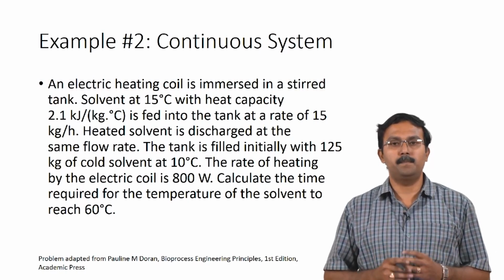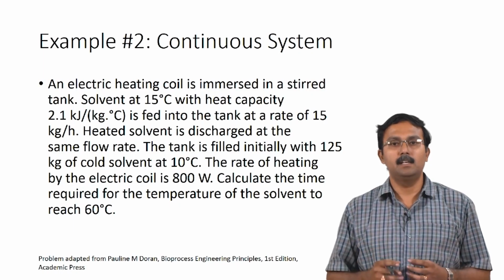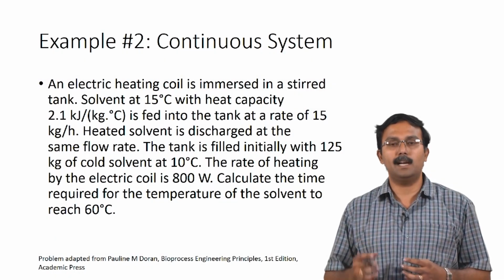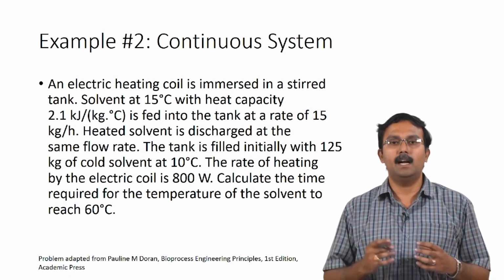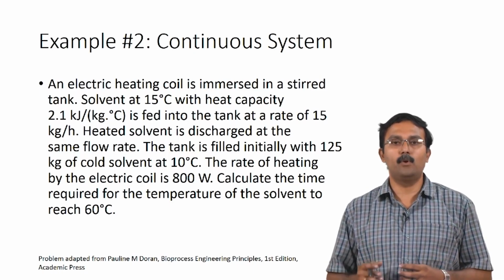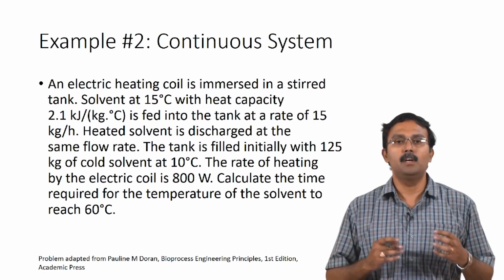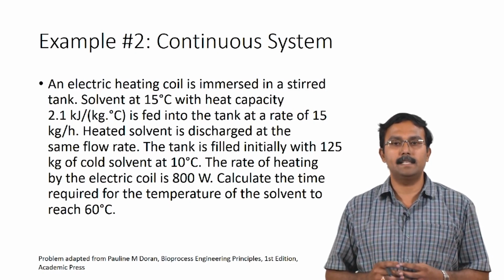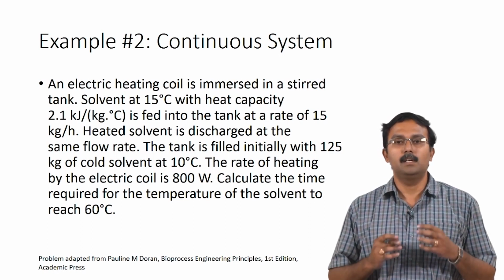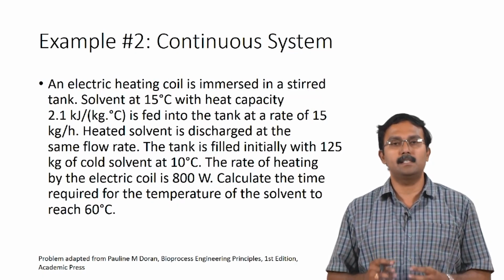This problem statement says that an electrical heating coil is immersed in a stirred tank. Solvent at 15 degrees Celsius with heat capacity of 2.1 kilojoules per kilogram degree Celsius is fed into the tank at a rate of 15 kilograms per hour. Heated solvent is discharged at the same flow rate. The tank is filled initially with 125 kilograms of cold solvent at 10 degrees Celsius. The rate of heating by the electric coil is 800 watts. Calculate the time required for the temperature of the solvent to reach 60 degrees Celsius.